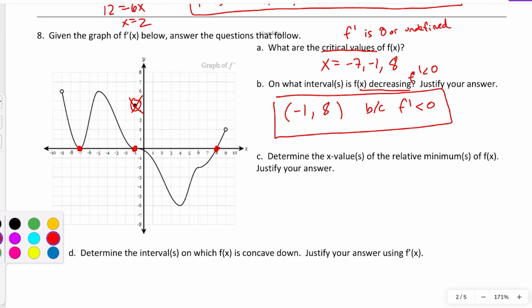C says determine the x values of the relative minima of f. Justify your answer. So a relative minimum is when f prime goes from being negative to being positive. And we can see on the graph of f prime, that's going to happen exactly once at x equals 8. You can see the graph is negative and then goes positive. So we should expect that on f, we have a relative minimum. So the x value is going to be at 8. And that's because f prime went from being negative to positive.